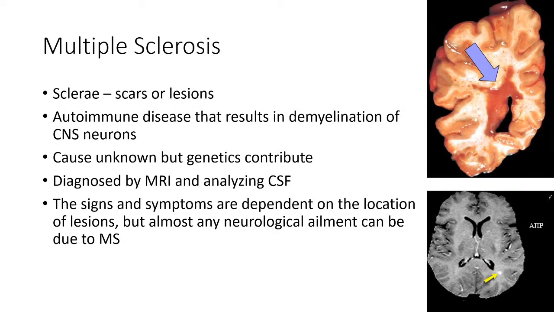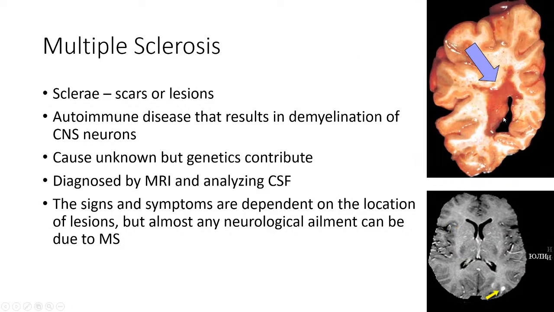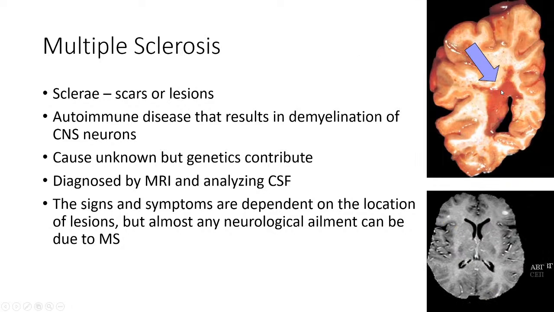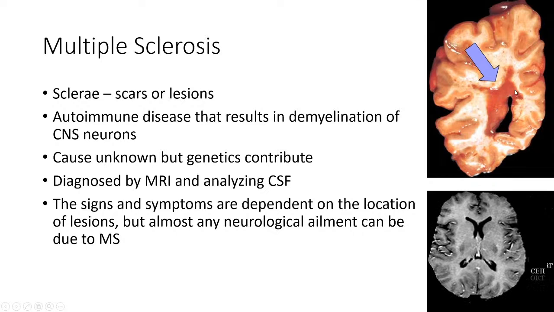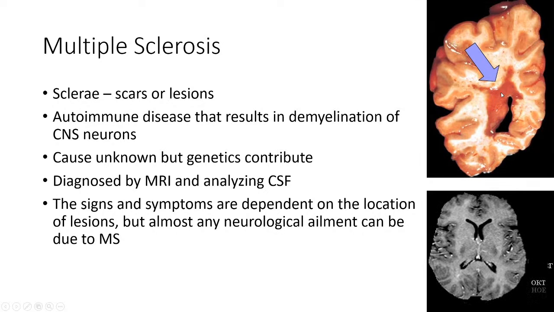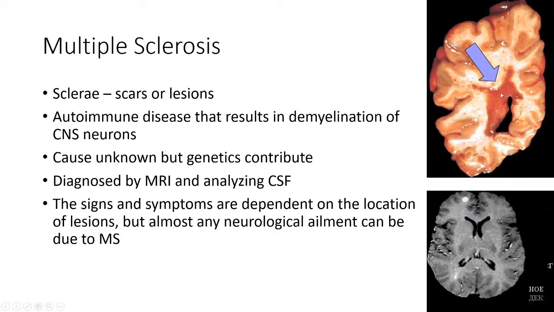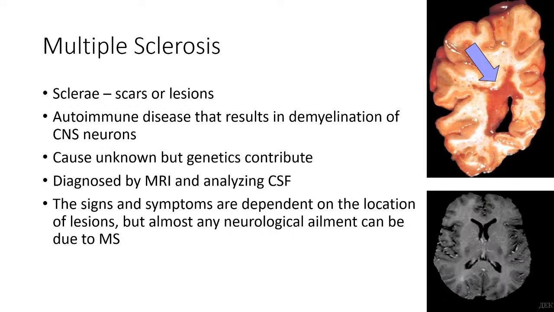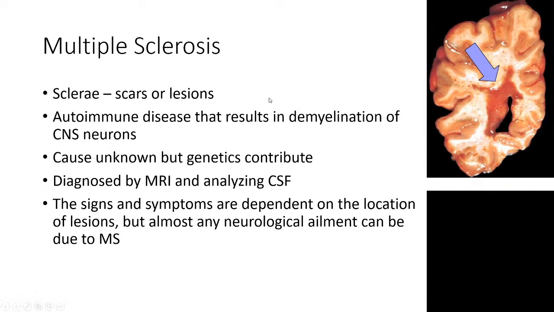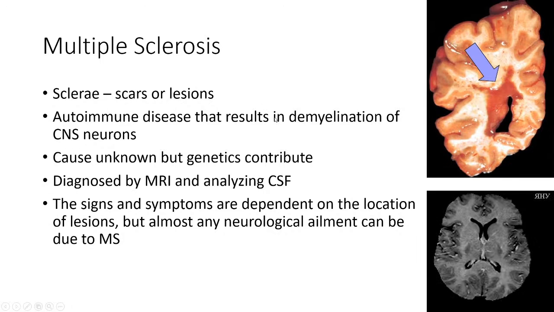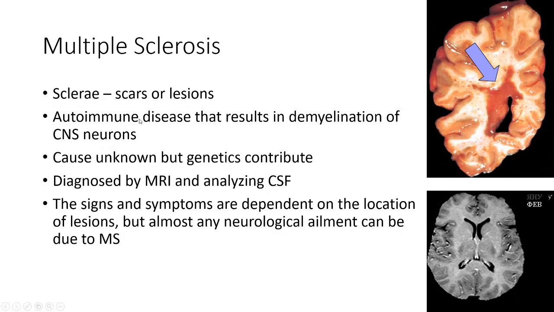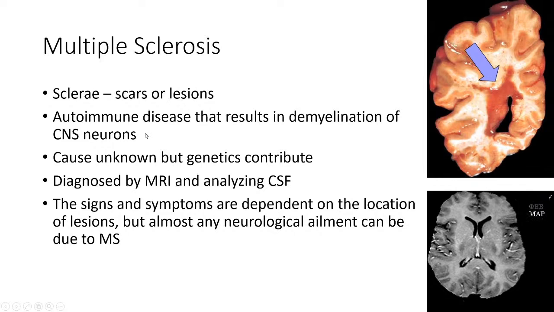Sclerae, the word sclerae, refers to scars or lesions. And in the picture at the top right, you can see this dark red region. That is a sclera, singular, located within the brain, right? The cerebrum of the brain. And the cause is unknown, but it's believed that genetics contribute to the condition. It's diagnosed either by MRI or analyzing the cerebrospinal fluid.